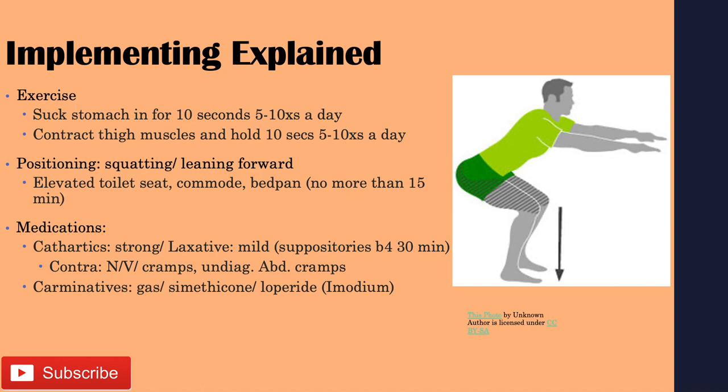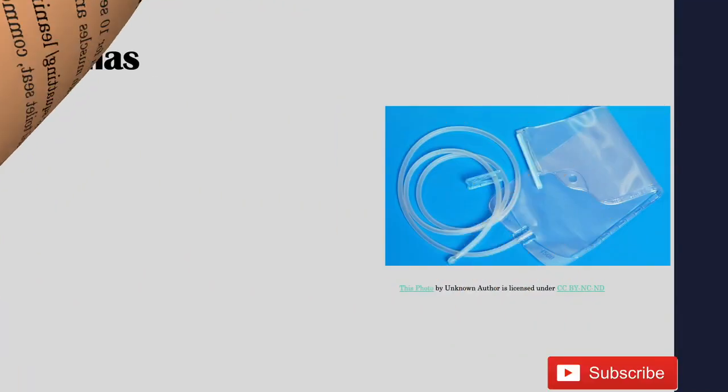Cathartics are strong laxatives, and laxatives can be mild. They can also use suppositories 30 minutes before their indicated bowel movement because they should be defecating on a schedule. Contraindications to the medications include nausea and vomiting, cramps, and undiagnosed abdominal cramps. And carminatives are used for gas. Some examples include simethicone and loperamide and Imodium.